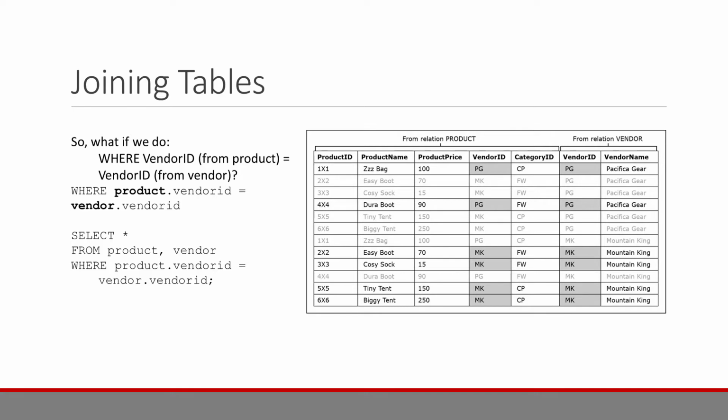We can skip this when there's no ambiguity. That is to say, if, among the tables that we have in the from clause, there's only one column with that name. In order to fully qualify a column name, we use the format table.column. So the vendor ID in the product table would be product.vendor_ID, and the vendor ID in the vendor table would be vendor.vendor_ID. These are 2 different columns, so it's important to specify which one you're talking about.